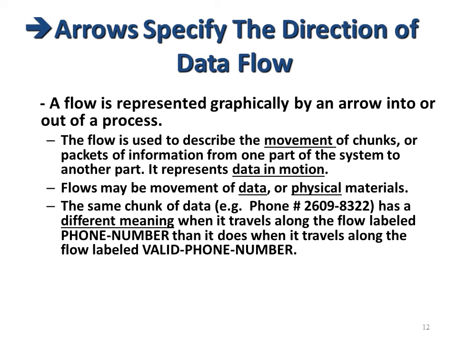Here, the arrows mean data. Flows may be a movement of data or physical material. The same chunk of data, such as a phone number, has a different meaning when it travels along the flow labeled phone number than it does when it travels along the flow labeled valid phone numbers.